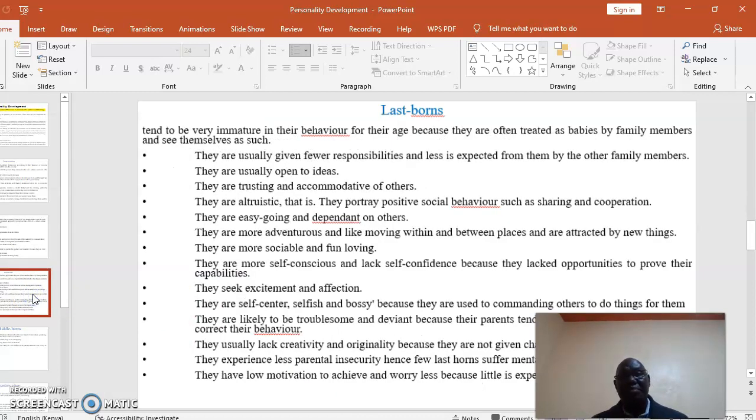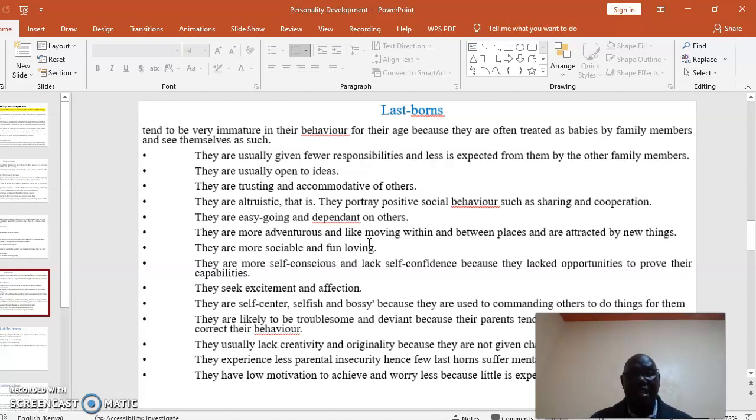What about the lastborns? Allow me to look at the characteristics or the traits of the lastborn children. They are usually given fewer responsibilities and less is expected from them by the other members of the family. They are usually open to ideas. They are trusting and accommodative of others. They are easygoing and dependent on others.